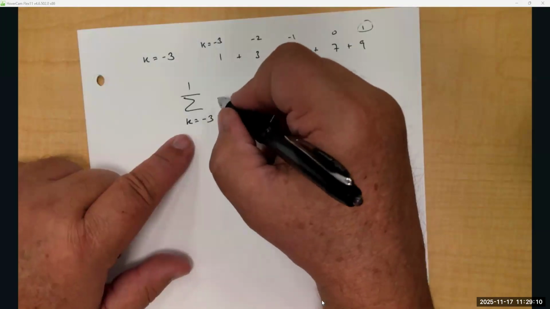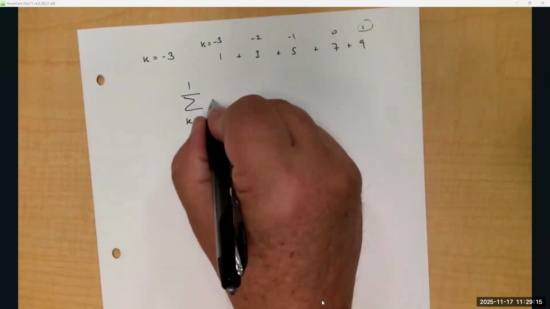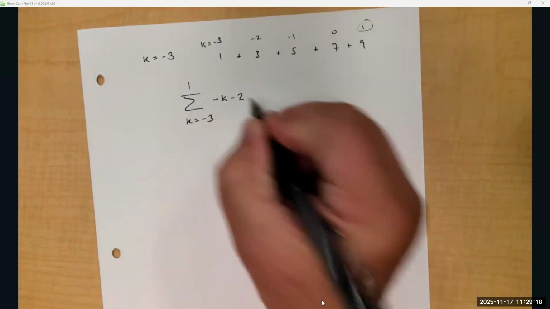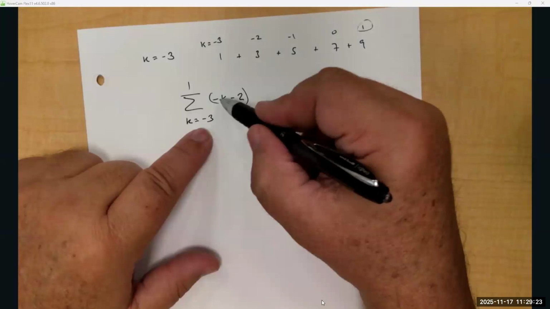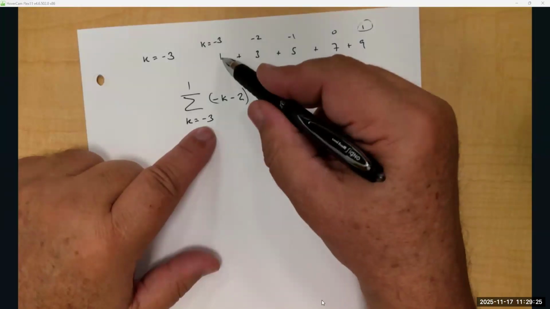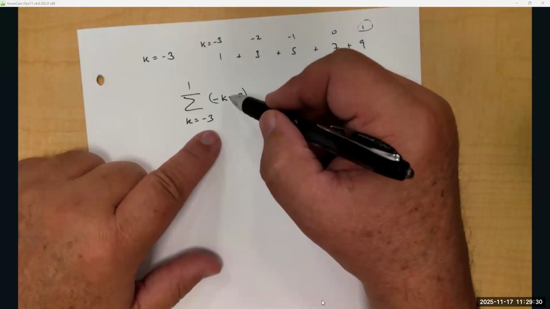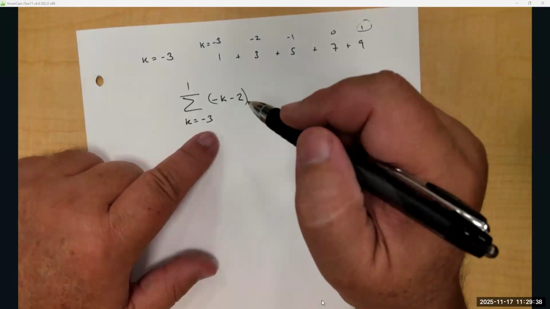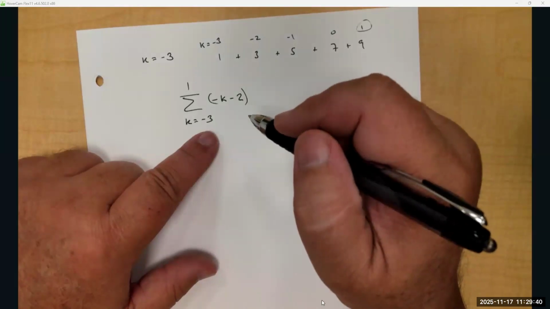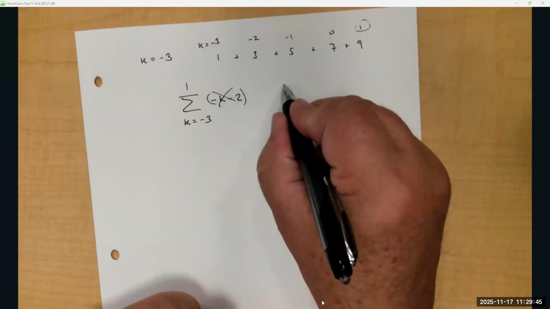Negative k minus 2. Let's try that. So negative negative 3, that's 3, minus 2 is 1. When k is negative 2, that'll give us 0. That wouldn't work. That one won't work. All right, so we'll look at another one.